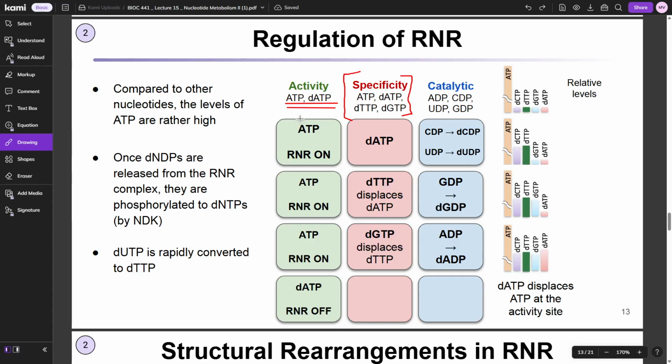And what you should know is that in order for any of these bindings to take place, like dATP, dGTP, all that stuff, you need to have ATP bound in the activity site. The activity site is turned on by ATP. There are 3 different sites. There's the activity site: is the enzyme on or off? There's a specificity site, which decides which nucleotide I want to bind to the catalytic site. So if I bind dATP, I'm going to bind CDP and UDP. If I bind dTTP, I'll bind GDP. If I bind dGTP, I'll bind ADP. And then if I bind dATP, I'll turn the whole thing off.